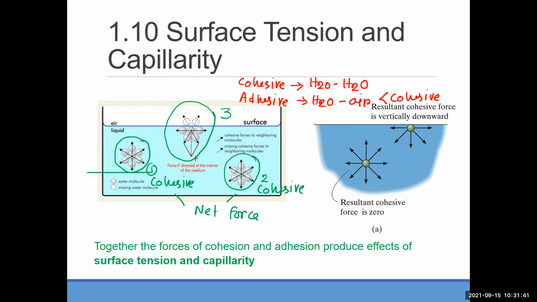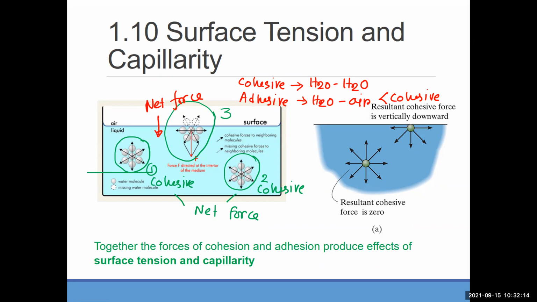So there will be a net force in which direction? In upward direction or the downward direction? There will be a net force in downward direction. We can see that from the picture here, right? And because of this downward pulling force, it will create the tension on the surface. And that is actually the surface tension.